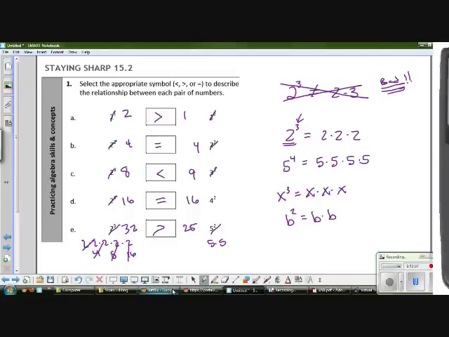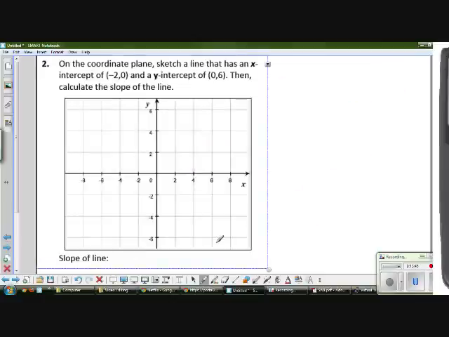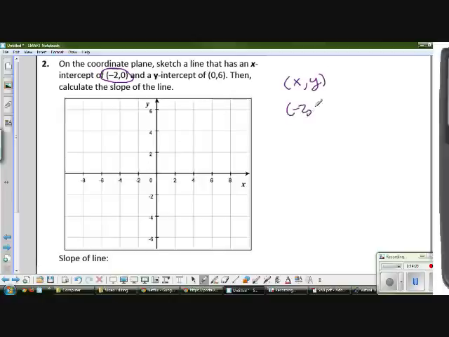On the coordinate plane, sketch a line that has the x-intercept of -2, 0 and a y-intercept of 0, 6, then calculate the slope. Well, let's do this one piece at a time. So we have a point at -2, 0, which means I have to move on my x-axis first to -2, because of course points are read x comma y. So -2, 0 means go to -2 on the x and 0 on the y. And then we have a y-intercept of 0, 6, which means x is 0, y is 6.